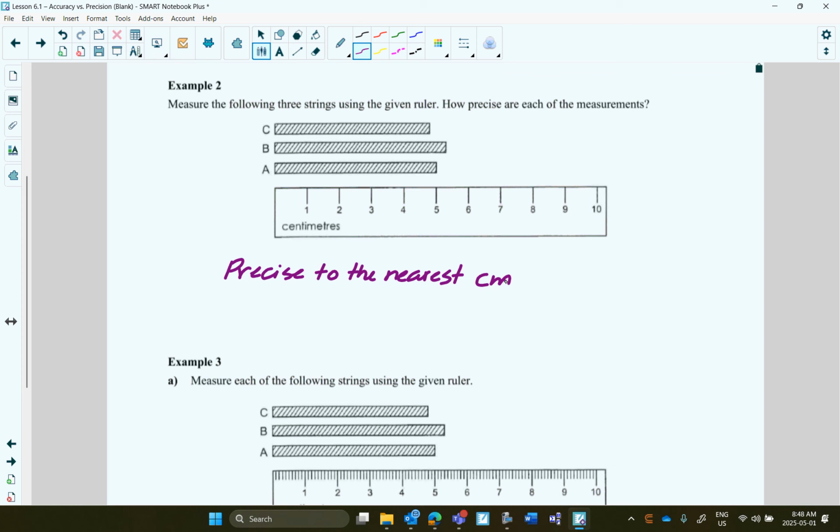So therefore, every one of them would be 5. We know that C is going to be under 5, but we don't know how much because we're not given further divisions, are we? We know that B is greater than 5, but we're not sure how much because we're not given divisions between 5 and 6. And A looks like it's right on 5. But the best we can do with all of these, A, B, and C, is 5 centimeters.